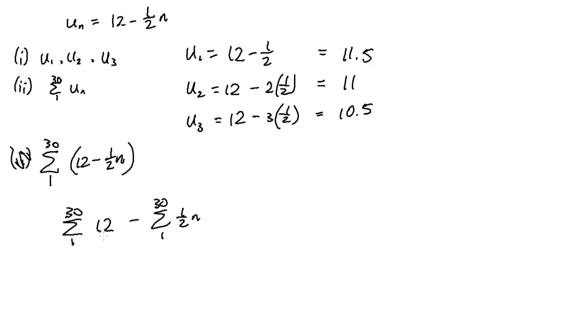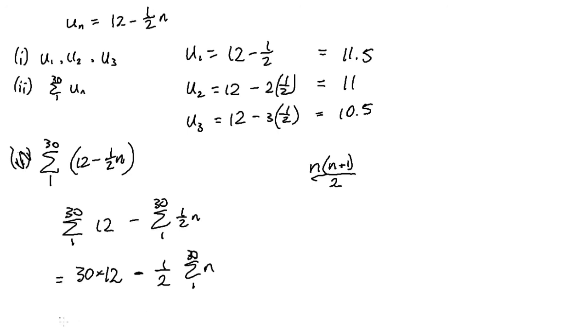The sum of 30 of 12, that is just 30 lots of 12, because there's no n term or r term or whatever you want to use in there. So that is just 30 times 12, and take this. However, the half can be taken out, so you get half of the sum of 30 n's. And the summation of n is n times n plus 1 over 2.